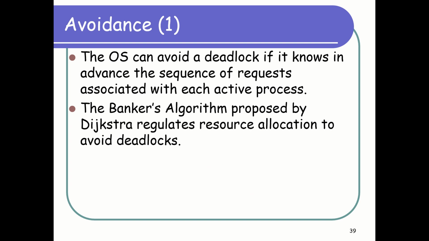So we go for the avoidance. The OS can avoid a deadlock if it is known in advance the sequence of requests associated with each active process. The banker's algorithm proposed by Dijkstra regulates resource allocation to avoid deadlocks. Dijkstra is a very famous physicist. Last time there were no programmers, all programmers were called physicists. This is the 1960s, 70s, so these were actually quite good programmers, or at that time physicists.